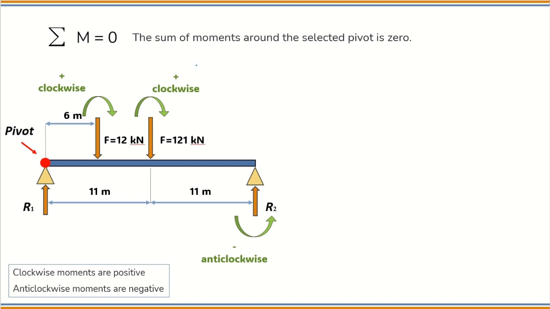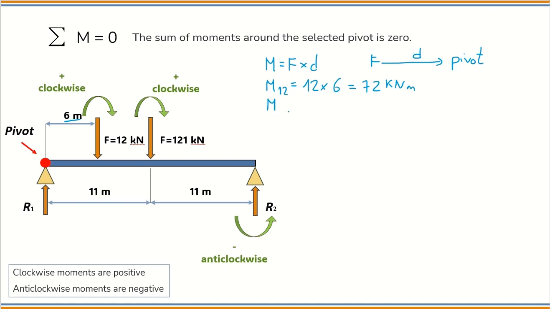Now I will start calculating the moments of each of the forces. The formula of the moment of the force is force times distance. The distance is between the force and the pivot. The moment of the force of 12 kilonewtons equals the force, which is 12, times the distance from the force to the pivot, which is 6 meters. 12 times 6 is 72 kilonewtons meter.